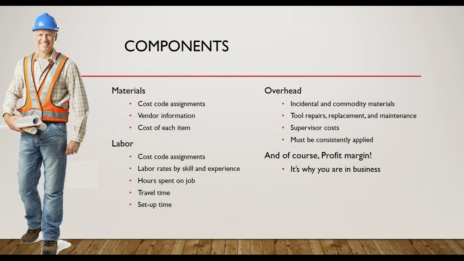For example, here in Oregon, the Bureau of Labor and Industries publishes the prevailing wage rates required for public works projects. You can easily look these up in your state. And the last is the hours spent on a job. These will show up in field reports in assigned phase or cost codes. Also include overhead. Overhead includes things like incidental commodity materials, tool repairs, replacement, maintenance, and of course supervisor costs.